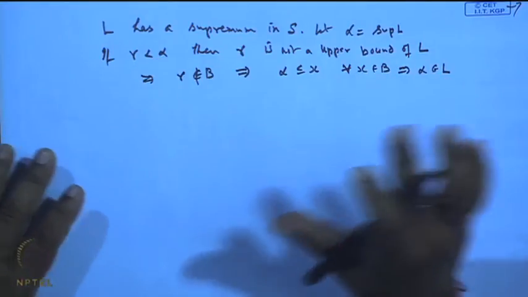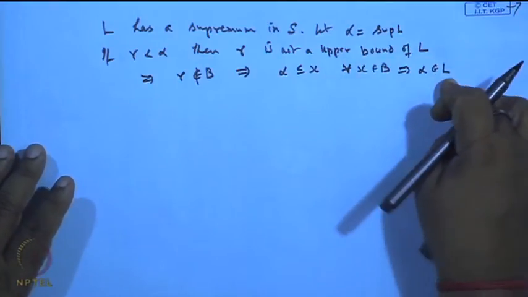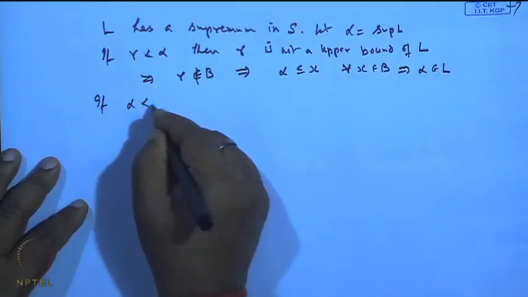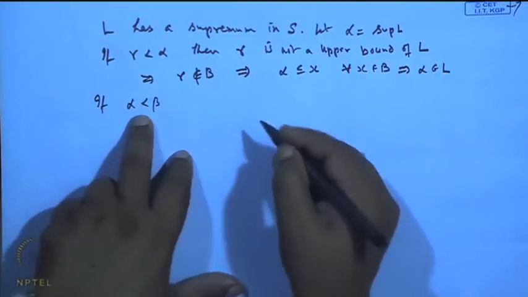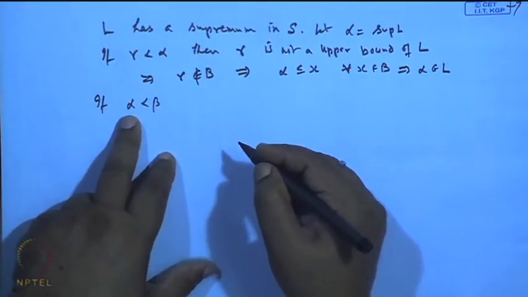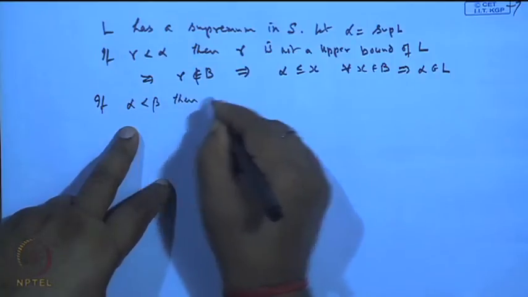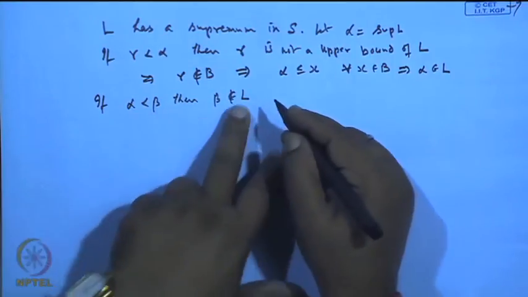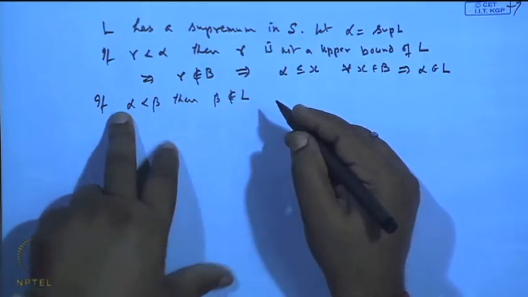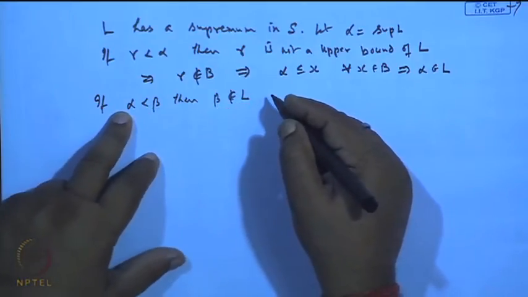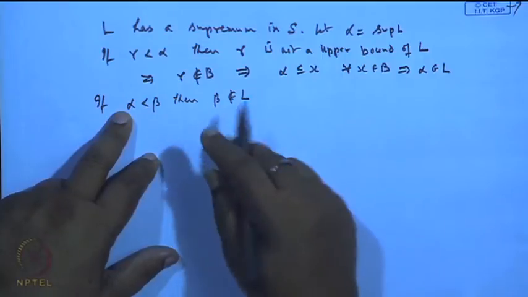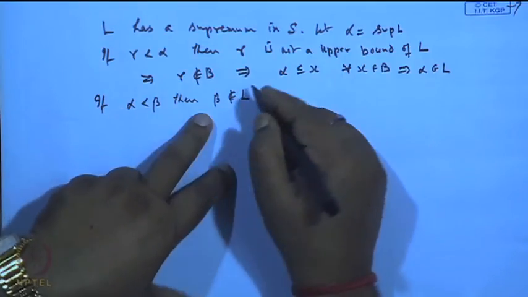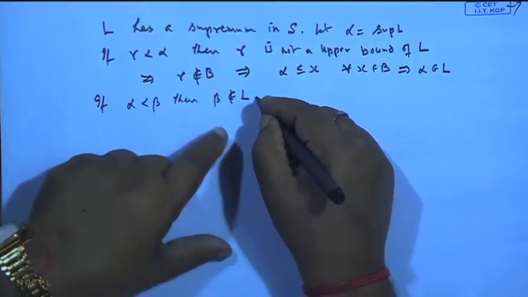That is, alpha belongs to A; the supremum will exist and it is in L. Now, any number beta which is greater than alpha cannot be in L, because alpha is the least upper bound and beta is greater than it. So, again it will not be in L. So alpha is not in L, and beta is not in L.